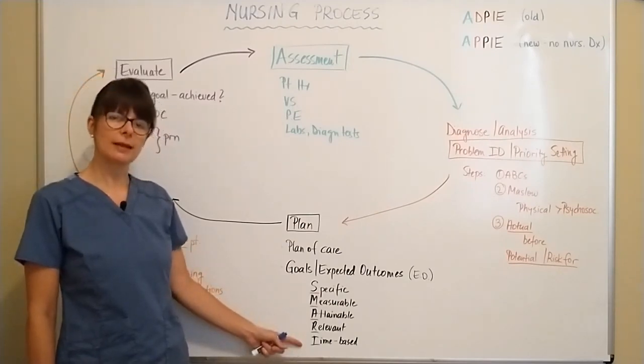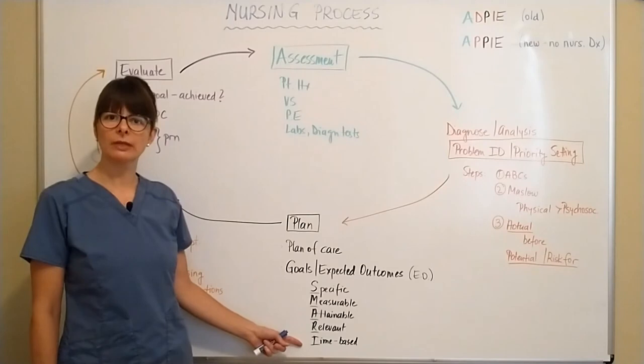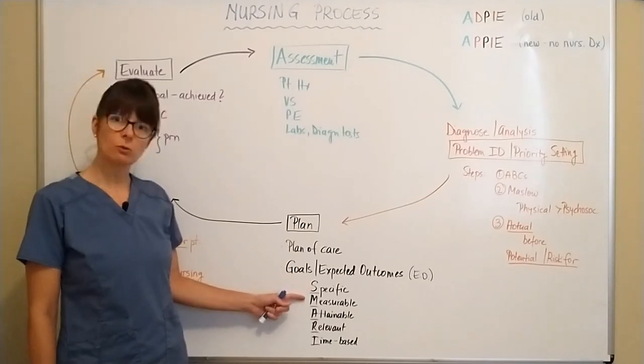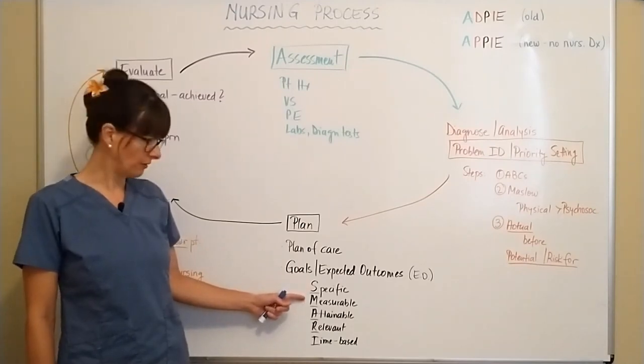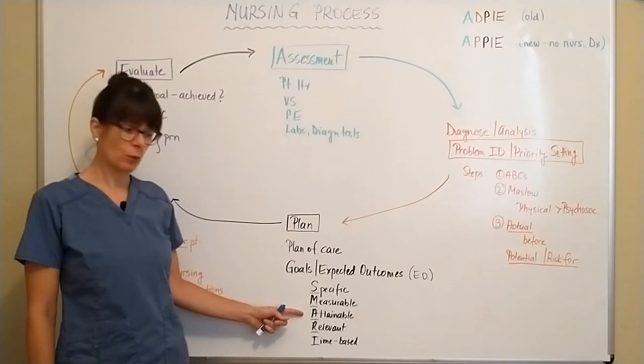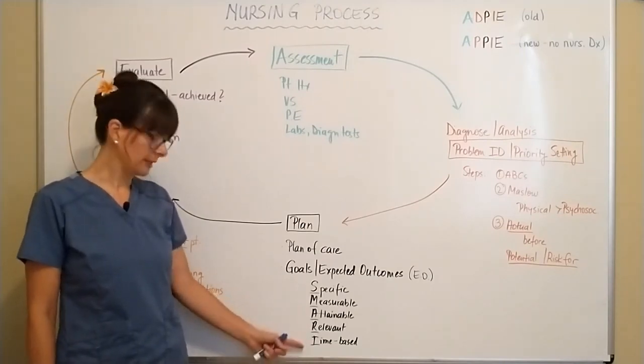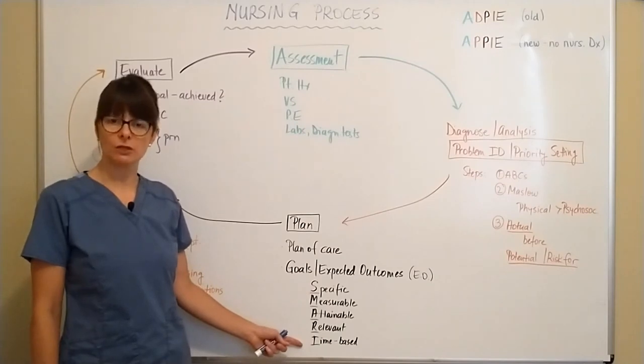So a goal, for example, would be: the patient will ambulate 30 feet by the end of my shift. This is specific, the patient will. Measurable, walk or ambulate the 30 feet. It's attainable because it's a short distance. It's relevant to the patient who just had knee surgery, and it's time-based, by the end of my shift.